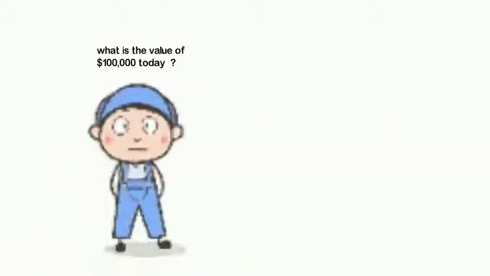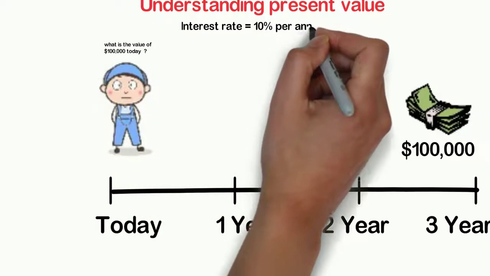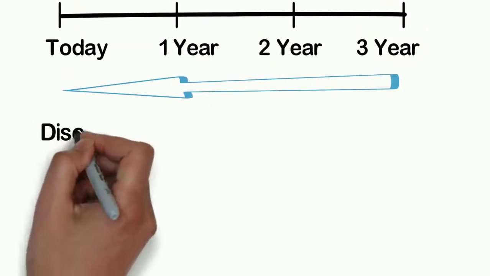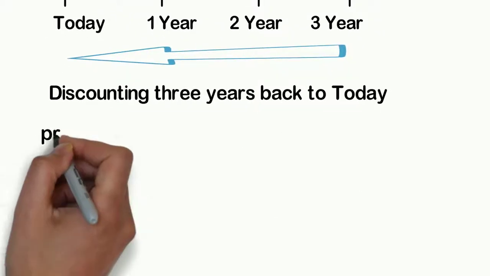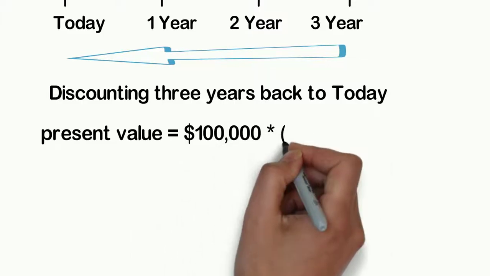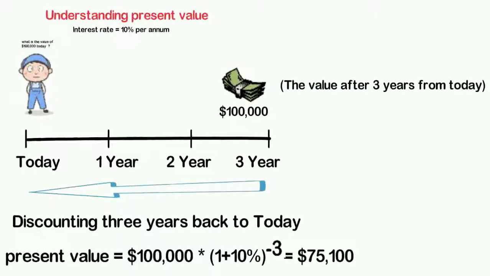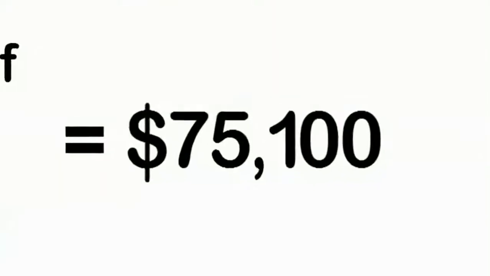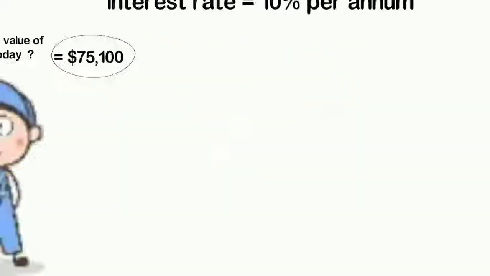Let us assume that the interest rate at that time is 10% per annum. To find out the present value, we will discount it back 3 years to today. To calculate the present value, here is the formula: 100,000 multiplied by the discount factor, and we get a present value of $75,100 approximately. Now this $75,100 is the present value of $100,000 to be received 3 years from now. This is how we calculate present value.